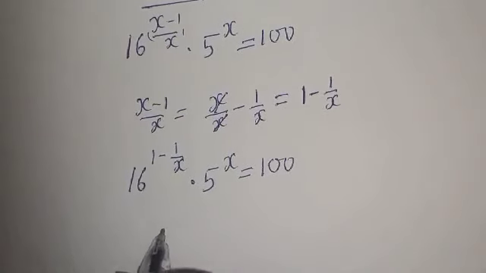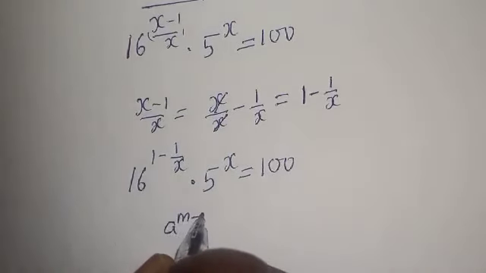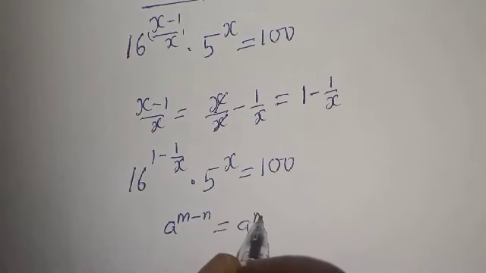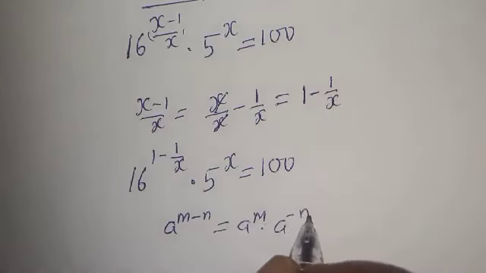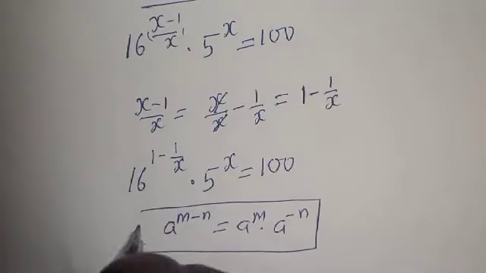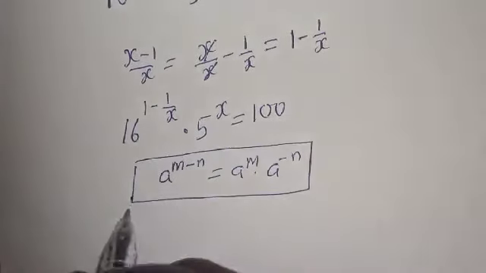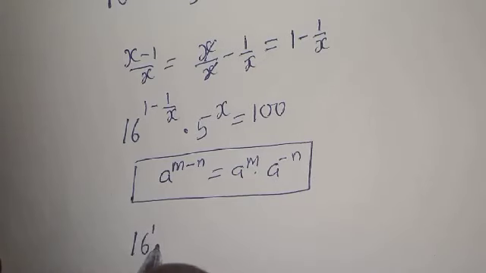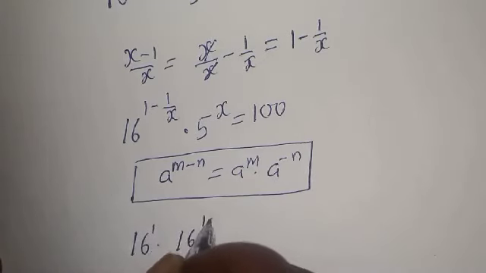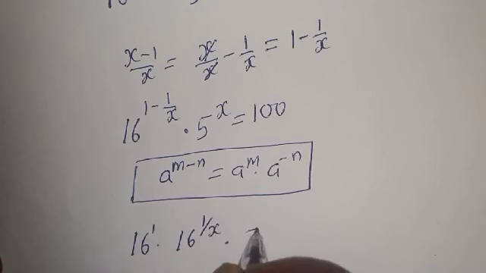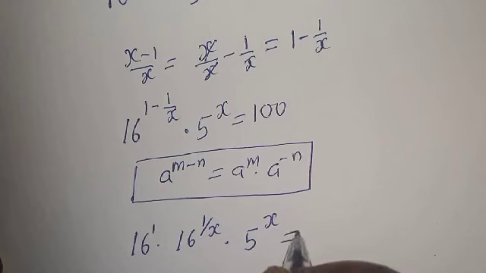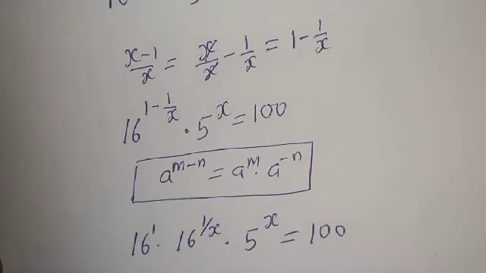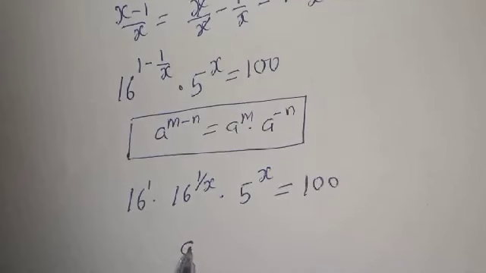If you have a raised to power m minus n, this is equal to a raised to power m multiplied by a raised to power minus n. Then this can be written as 16 raised to power 1 multiplied by 16 raised to power minus 1 over x multiplied by 5 raised to power x is equal to 100. Then if you have a raised to power minus 1 over b, this is equal to 1 over a raised to power 1 over b.